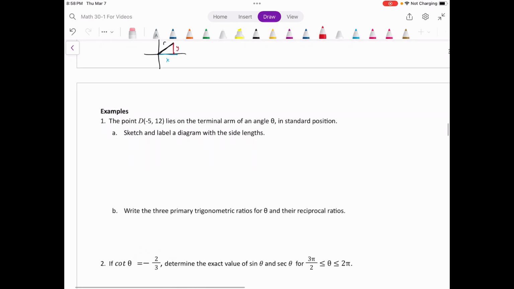Okay, let's try some examples. All right, so first one, the point D, which is at -512, lies on the terminal arm of an angle theta in standard position. Remember, knowing a point on the terminal arm is huge.